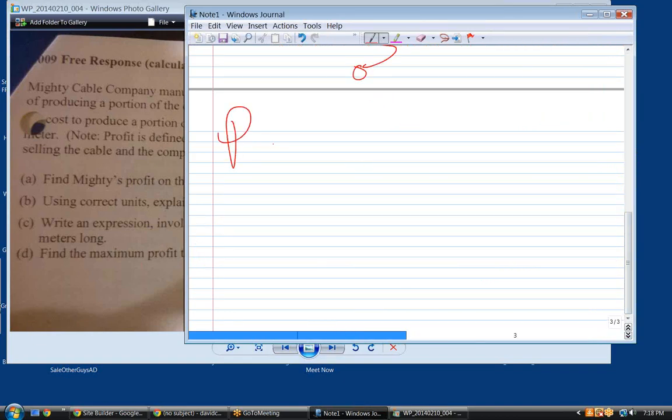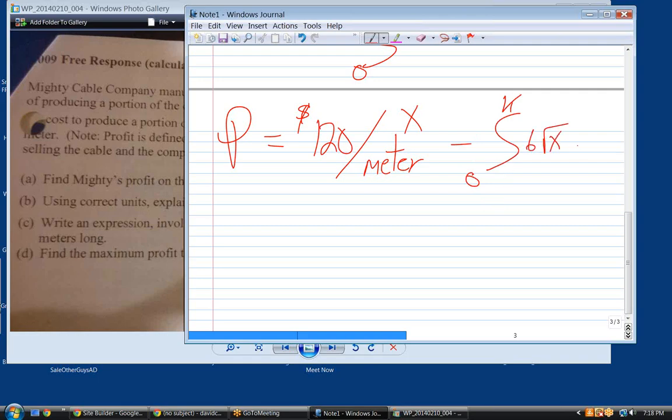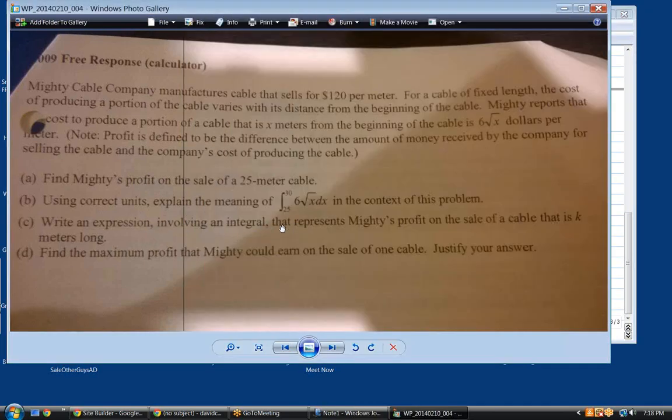Well, his profit before was $120 per meter. That's what they sold it for. Well, times X, that's what they're going to get, right? Minus the integral from 0 to K of 6 root X dx. In other words, there's the expression involving an integral that represents his profit on the sale of a cable that is K meters long.